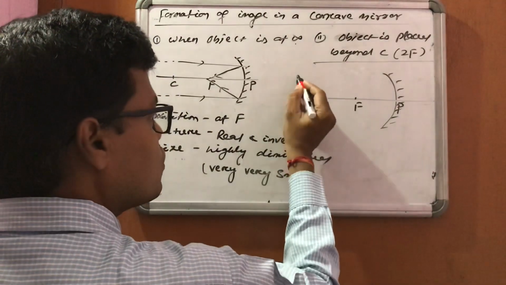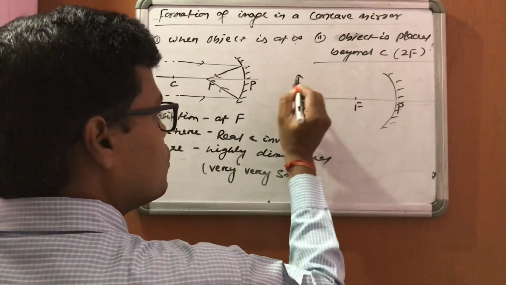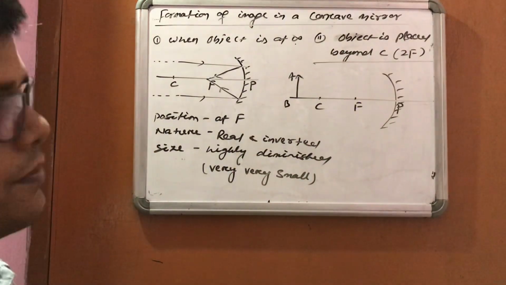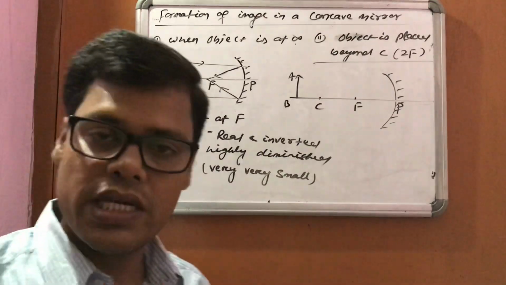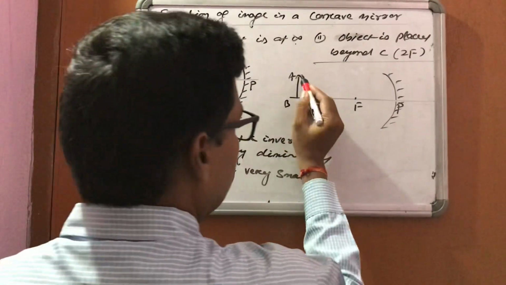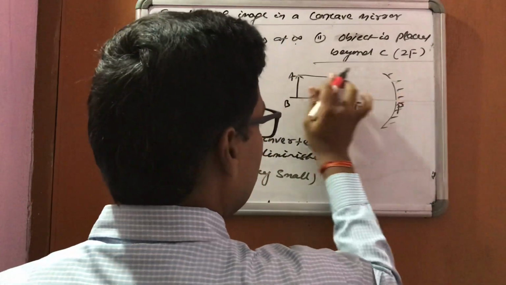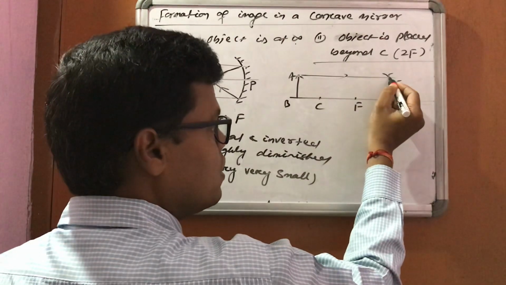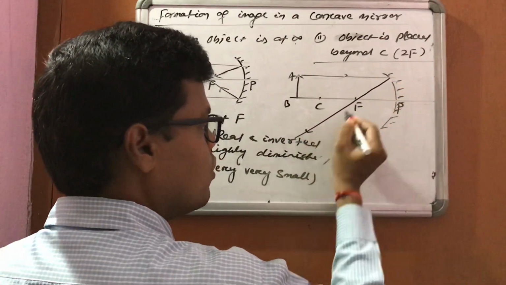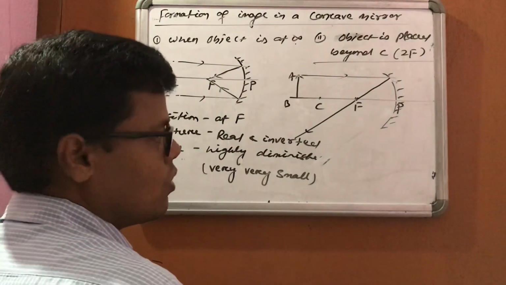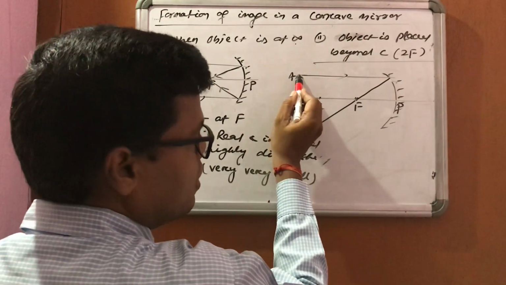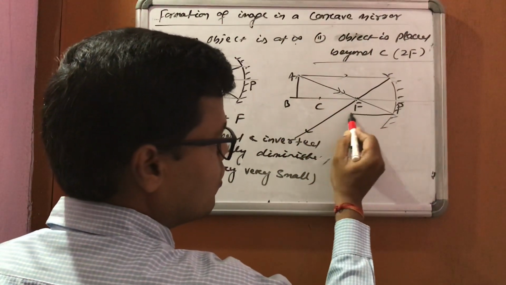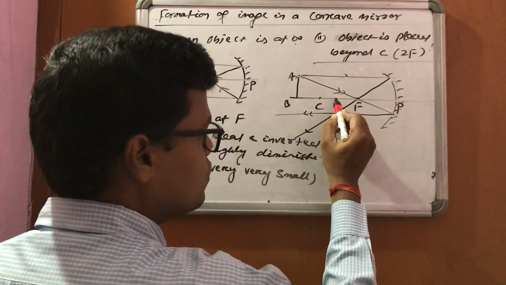This is the object. This is A, this is B. The object is placed beyond C. So let us take two rays. You may take any two rays. The light ray coming parallel to the principal axis, this is one ray. What will happen? It will pass through the focus. Okay? Another light ray passing through the focus. What will happen? It becomes parallel to the principal axis. So this is the image.